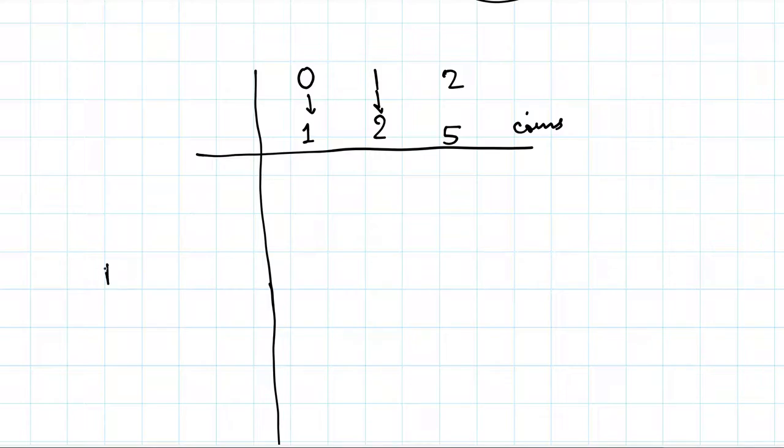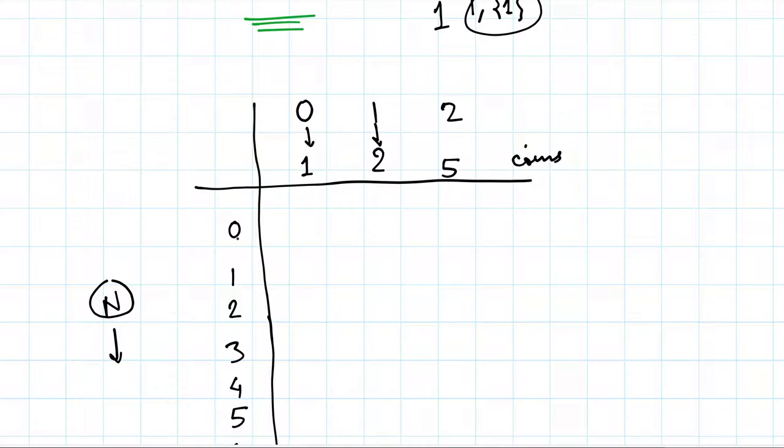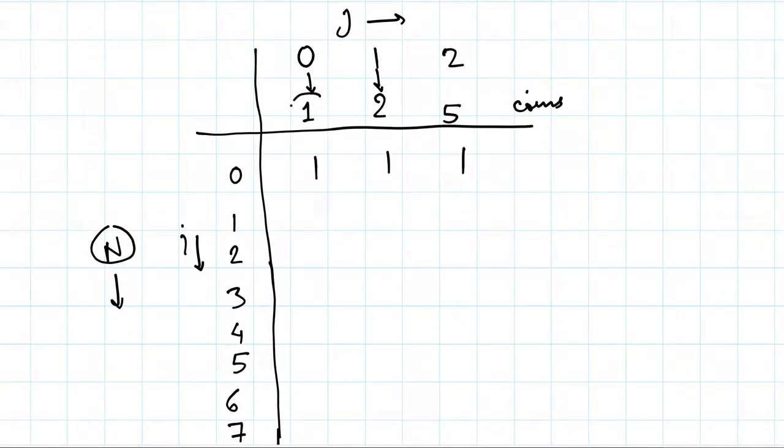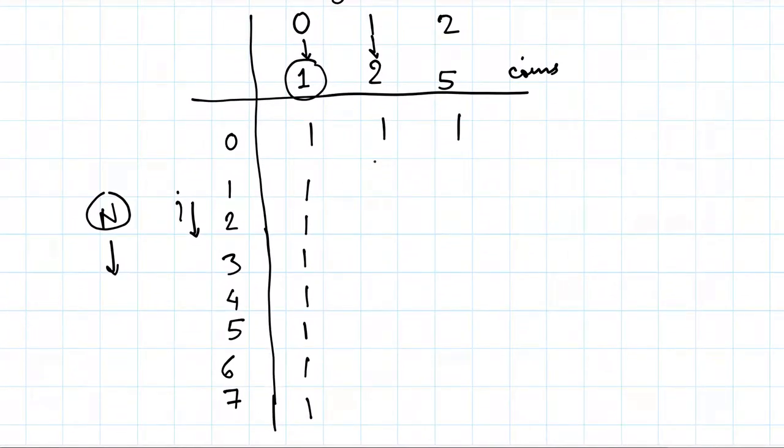Now we have the values of n. So 0, 1, 2, 3, 4, 5, 6 and 7. So if we have to make 0, then there is only one possibility. And if we have just one coin of 1 cent, then also there is only one way. Repeat this coin as many times as we want. So we filled this part. Now let's fill this part.